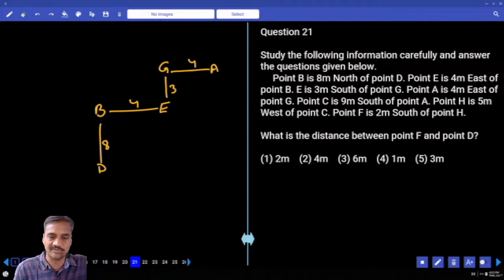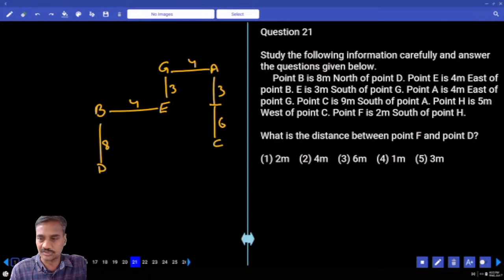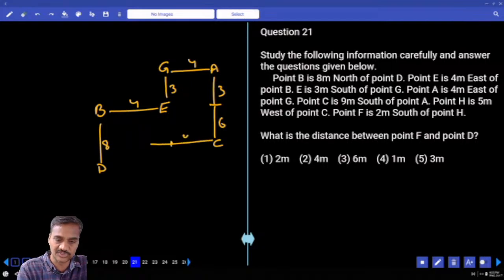And C is 9 meters to the south of A. Now 3 plus 6, 9 meters. Now what is this one? C is 9 meters to the south of A. H is 5 meters to the west of C. Now up to here this is 4 and this is 1. H is here.